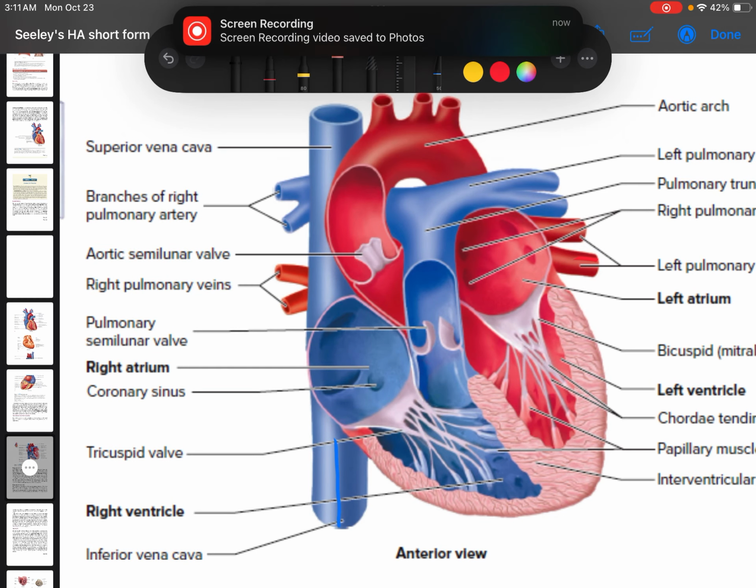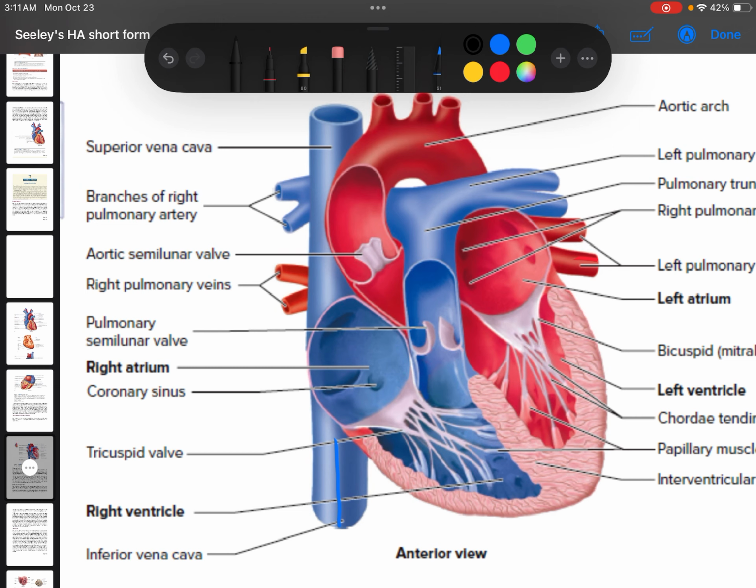Today we will be discussing the movement of blood through your heart. Okay, it will be represented with two colors. When yellow is drawn, it is unoxygenated blood. When green is drawn, it is oxygenated blood.